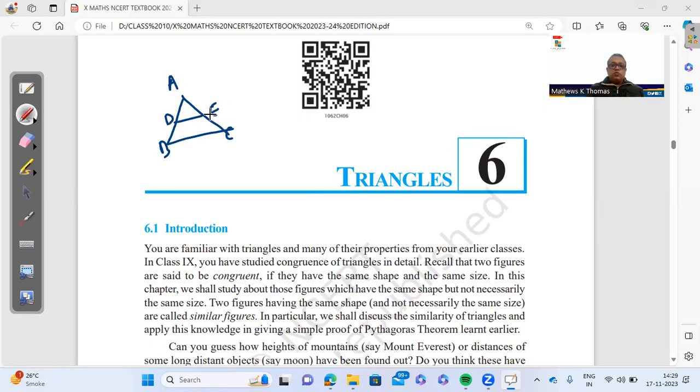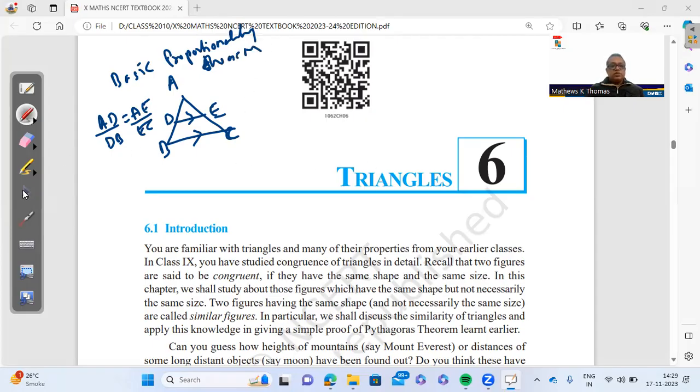So we need to prove AD by DB is AE by EC. If DE is parallel to BC, then AD by DB is AE by EC. So you will get numericals based on this. So AD by DB is AE by EC. So this is one theorem, the basic proportionality theorem, which you have to know. The proof of this is given, and this is an expected question. So kindly do the proof of this.